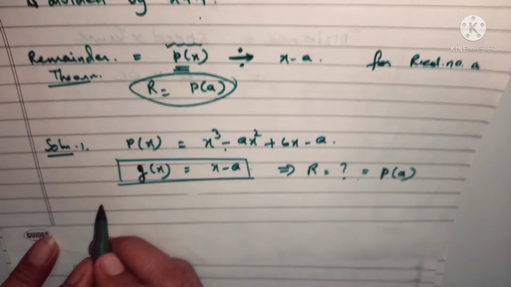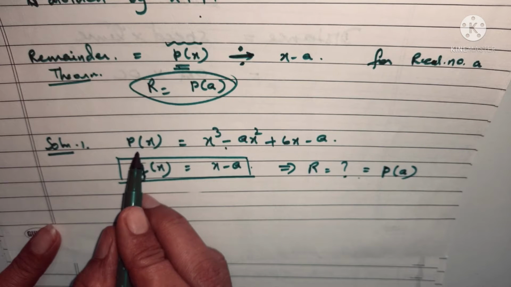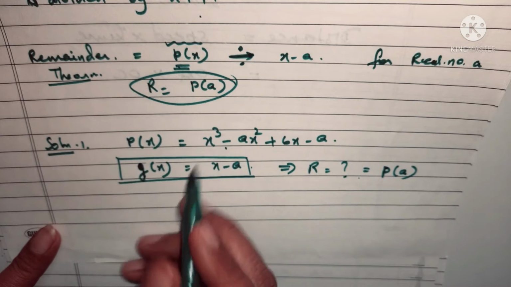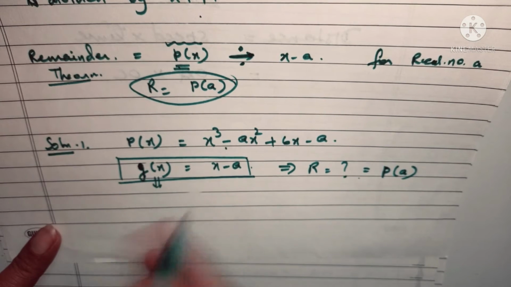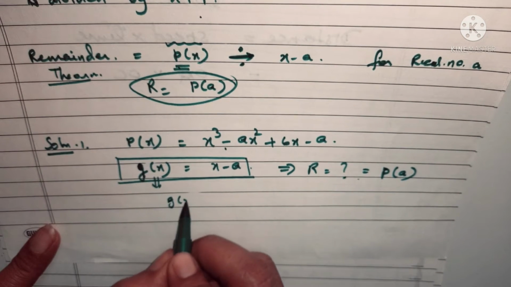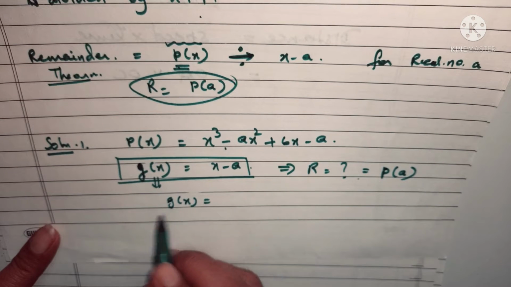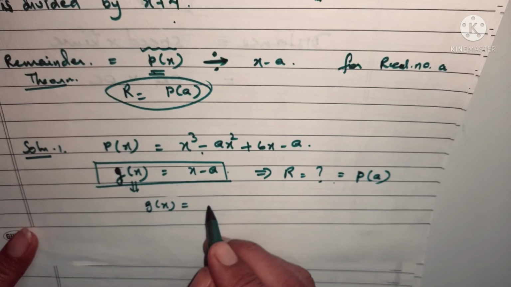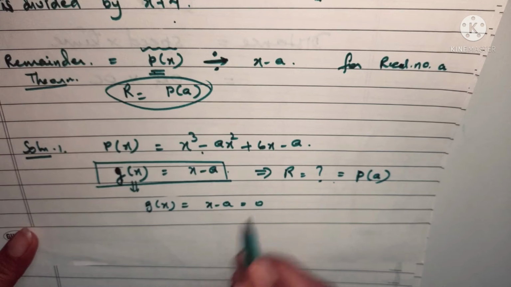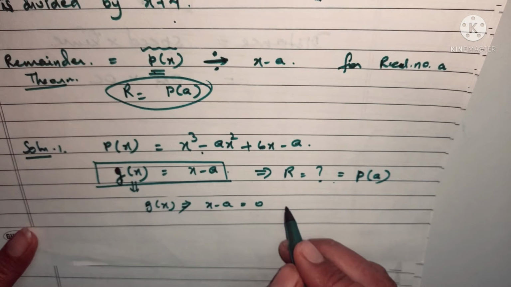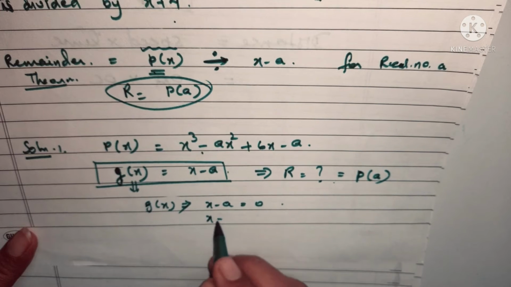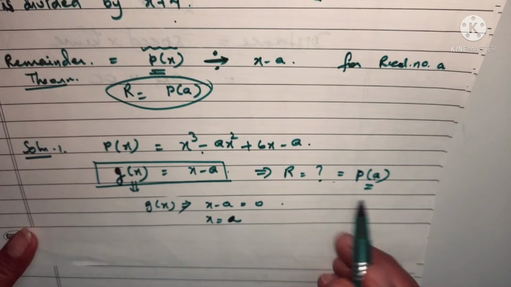So here what we are going to do: since p(x) is provided to you, you are going to find the zero of g(x). So the zero of g(x) is going to be what? You are going to equate it to 0 first. So x minus a is equal to 0, which will give you x is equal to a, and that is why you are finding here the value of p(a).